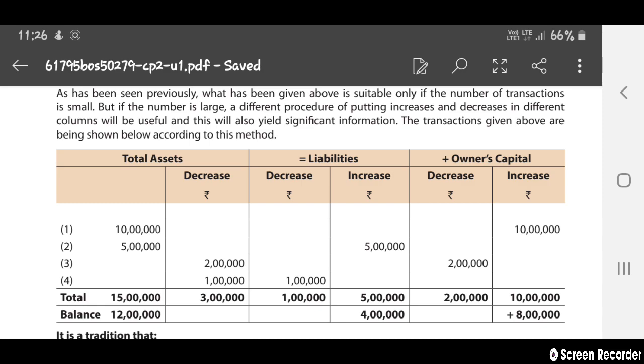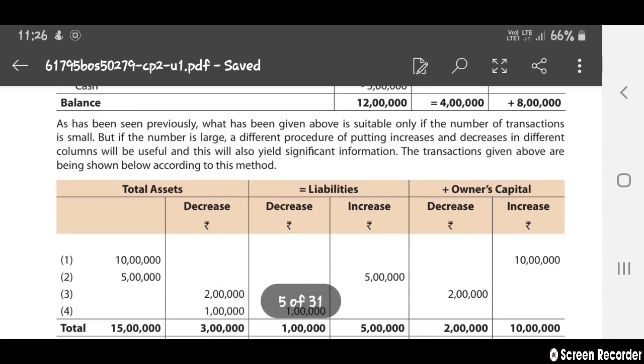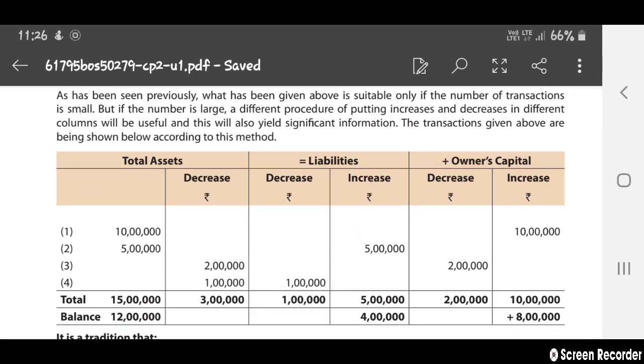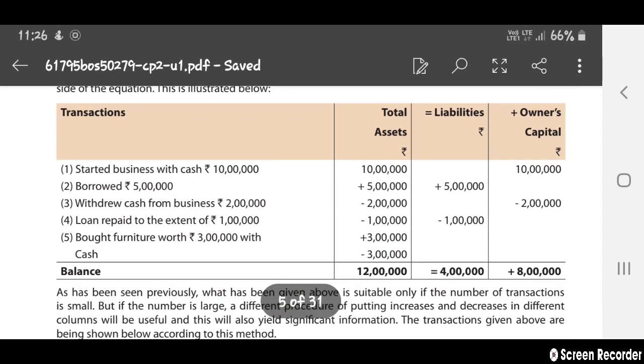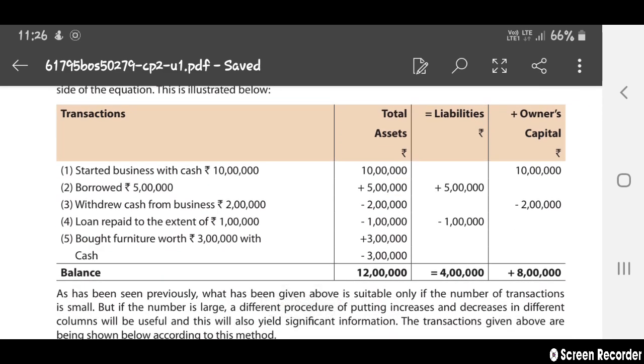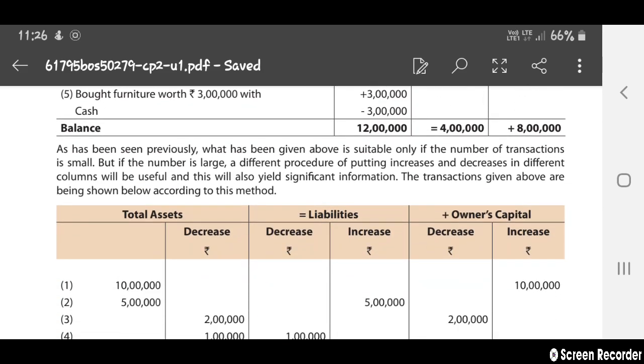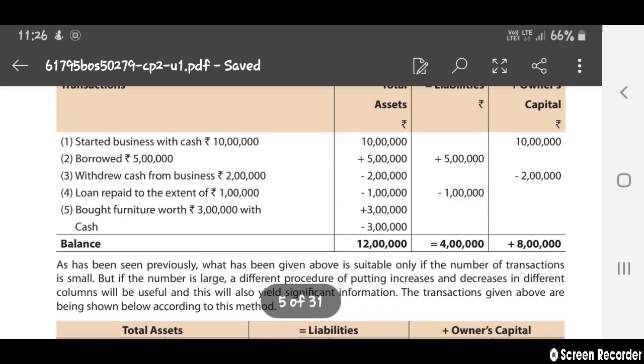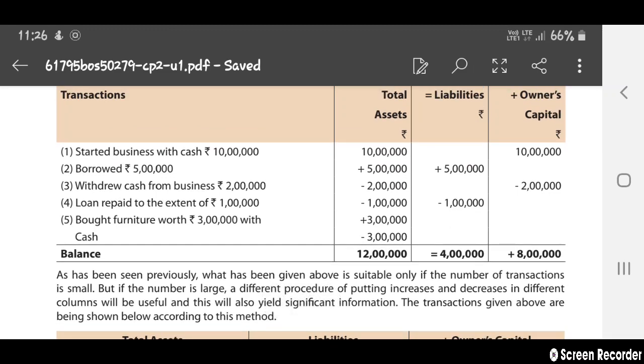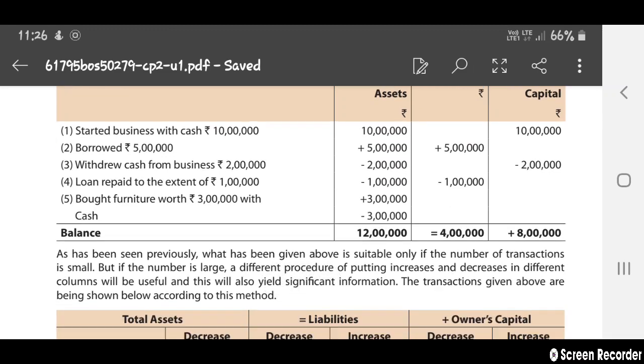We have seen previously that the chart given above is suitable only if the number of transactions is small. If the number of transactions is small, it is suitable. See here, only a small number of transactions, 5 or 10, you can do up to 10. But if there is a large number, not 5 or 10, here the number is only 3, fewer transactions.